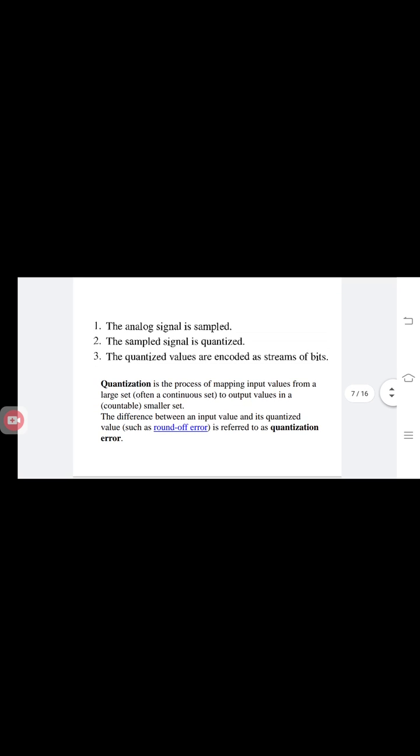After sampling, what we get is PAM pulses. After quantizing, we get PCM pulses, and after encoding we get a digital stream of signal, or digital bit stream signal. So the first step is that the analog signal is sampled, the second step is that the sampled signal is quantized, and the third is that the quantized values are encoded as a stream of bits. These are the three main steps in PCM, or pulse code modulation.